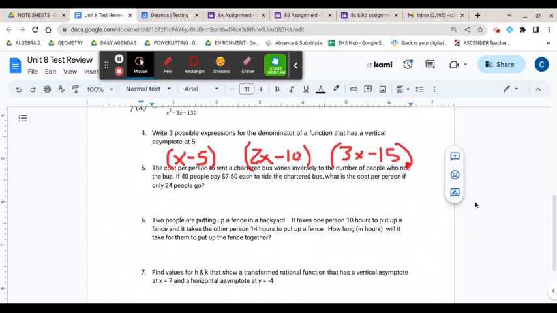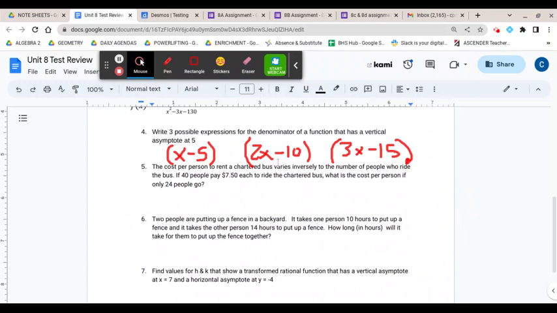Okay, the cost per person to rent a charter bus varies inversely with the number of people who ride the bus. If 40 people pay $7.50 each to ride the bus, what is the cost per person if only 24 people go? Okay, so inverse variation here. So we have y equals a over x. We've got to find our a. Our a is going to be x times y.